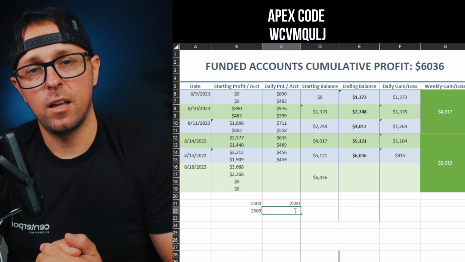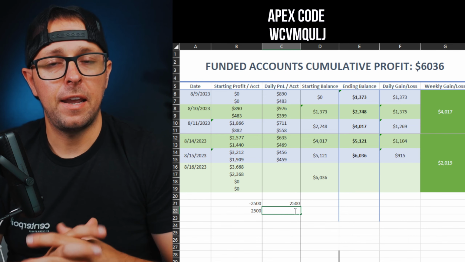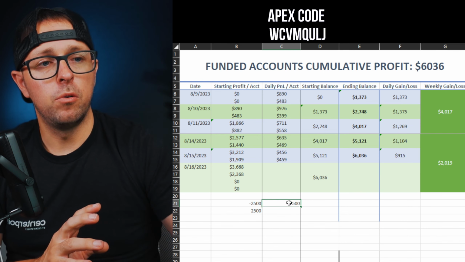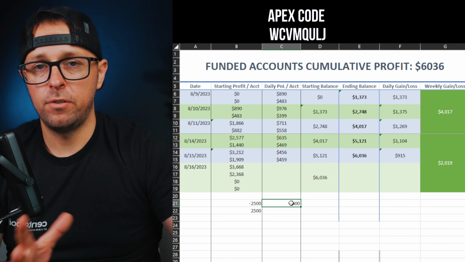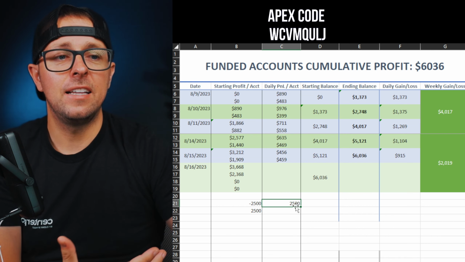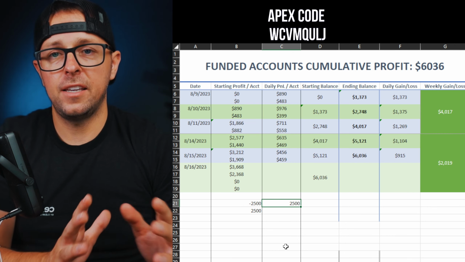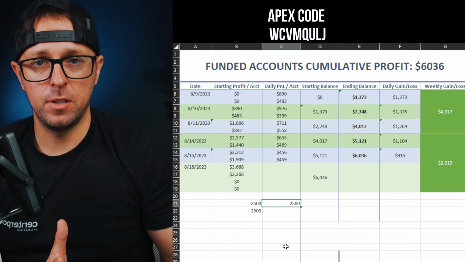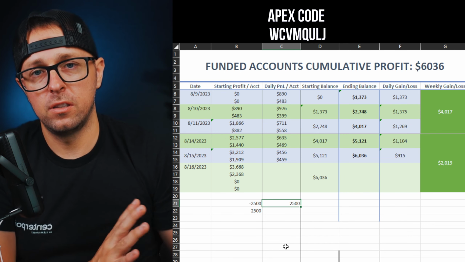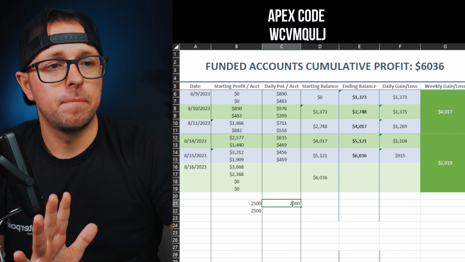For my case, a lot of the 50K accounts are at 90% sale, and then I paid $85 a month for the activation, so it's $100 worth of risk initially. If I would lose that account initially on the first day or 2 days and not make any profit first, then I don't really feel like I lost $2,500. I lost only $100. But I keep a separate tab for the payments for the accounts. I have a separate bank account for the evaluations and the PA fees and all that stuff. So that's separate.